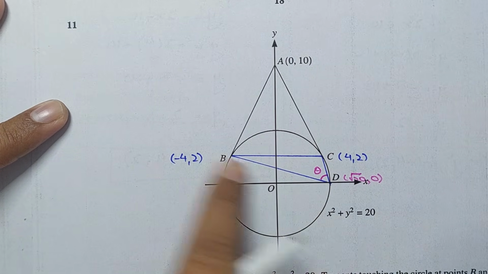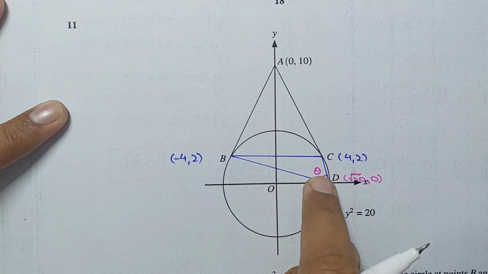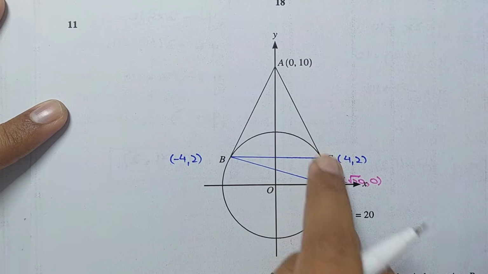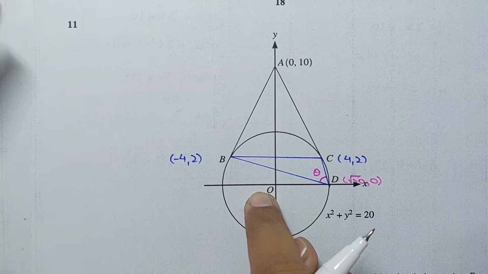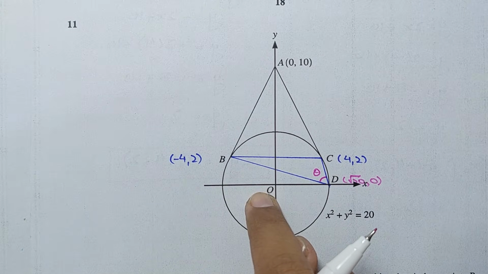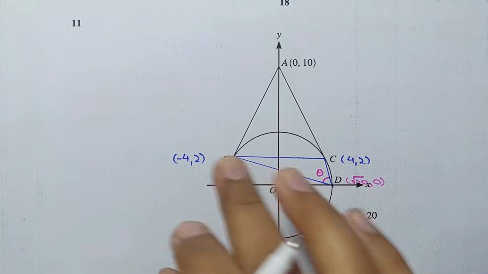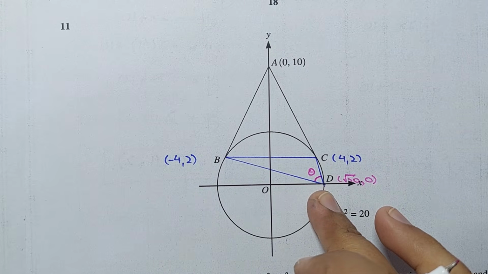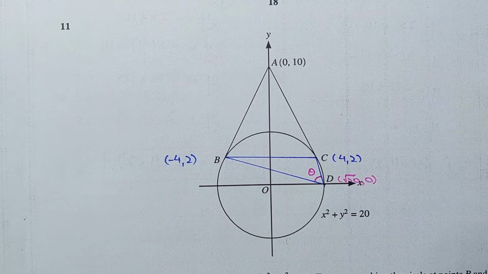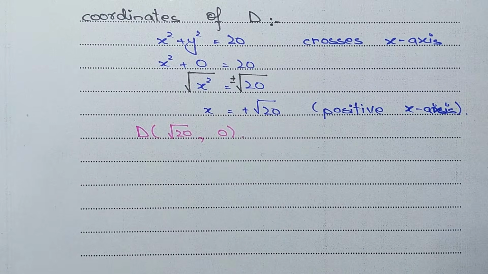Now this looks like a triangle. We have to find this angle. When we know all three side lengths, we can apply the law of cosine and then find that angle. So let me find the length of all sides. Let me draw the triangle over here.